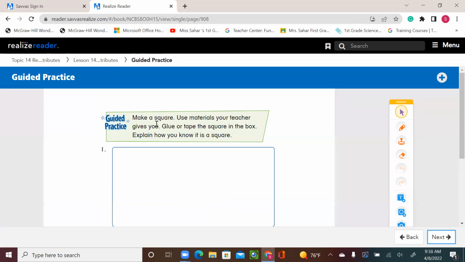So this is pretty much the exercise we're going to have on page 566, guided practice. Make a square, using materials that you're allowed to use. You can cut and glue, or you can use the ruler, or you can use a pencil box and try to trace something like a square shape, and just look and say why you think this shape is a square. That means the 4 sides are equal in size, and they have 4 square vertices.